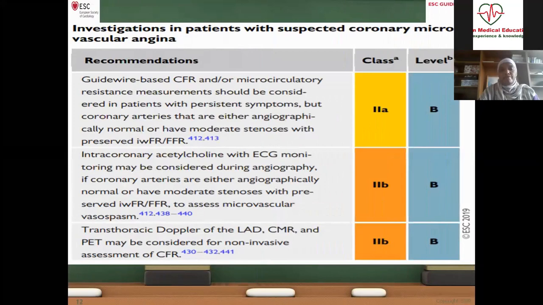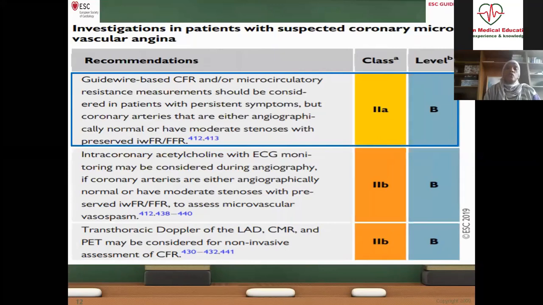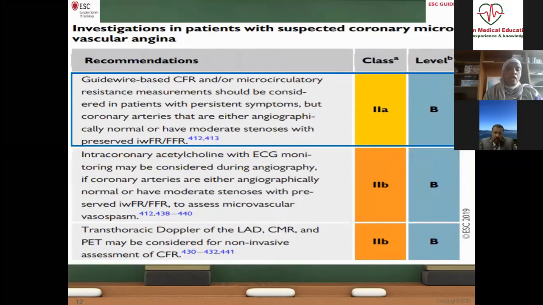Next. Okay, so now it's class 2A for those patients to proceed and investigate them invasively. And this, of course, involves cardiac catheterization with the use of a guide wire to assess the coronary flow reserve or the microcirculatory resistance through special measurements done in the lab. If we suspect that they have this condition, they should be assessed in the lab with those measures in order to diagnose them.